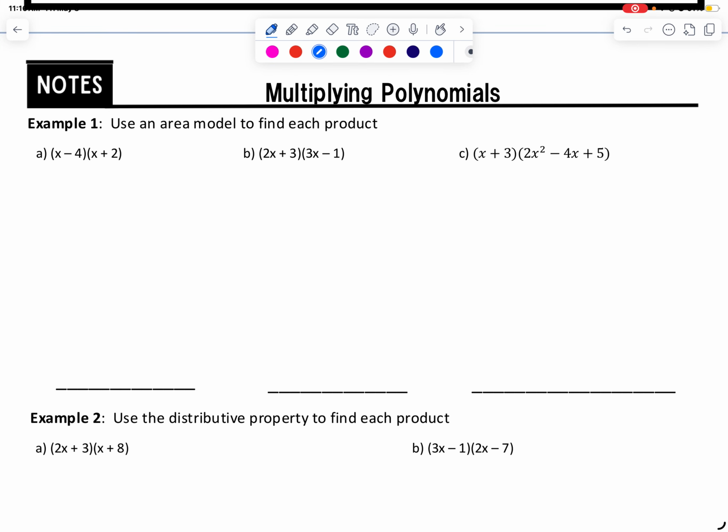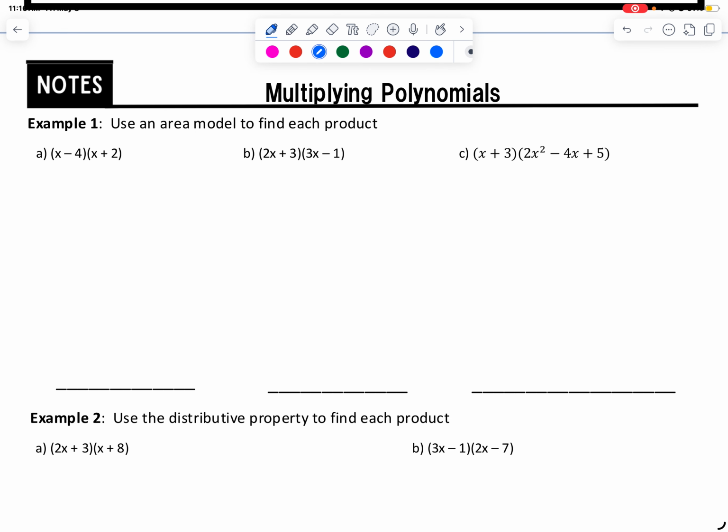In today's lesson, we will be exploring multiplying polynomials. In example 1, we'll use an area model to multiply two polynomials together. And in example 2, we'll be using the distributive property. On your practice assignment, you can use either method. All right, let's start with the area model.